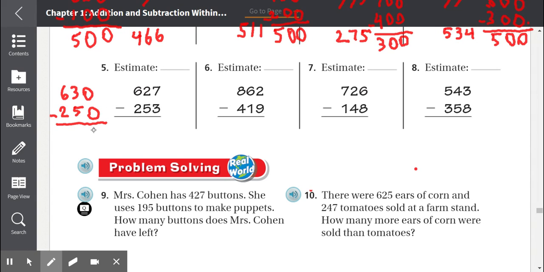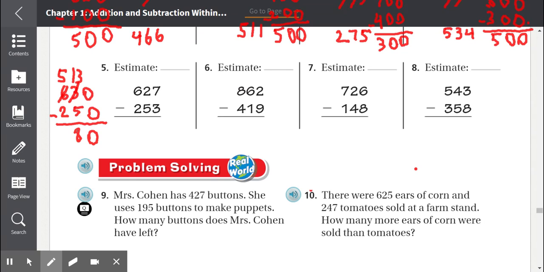So 0 minus 0 is 0. 3 minus 5, we can't do that. So we have to borrow from the hundreds place. We take 1 away from this 6, it becomes a 5. And the 1 that we took away, we put in front of the 3. Now the 3 is a 13. Now 13 minus 5, we can do that. 13 minus 5 is 8.